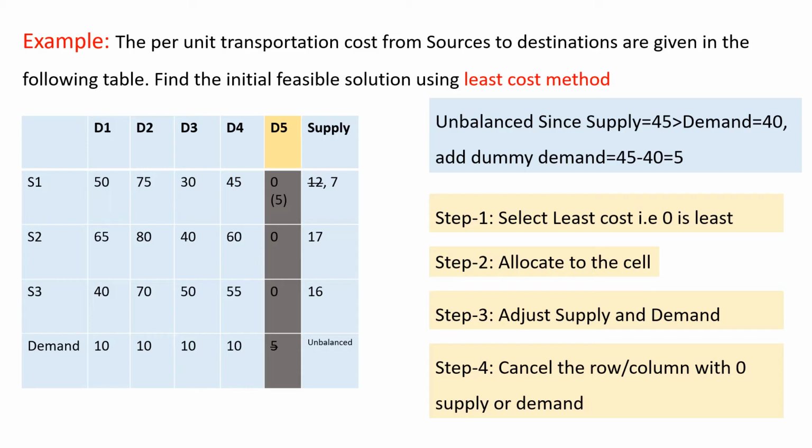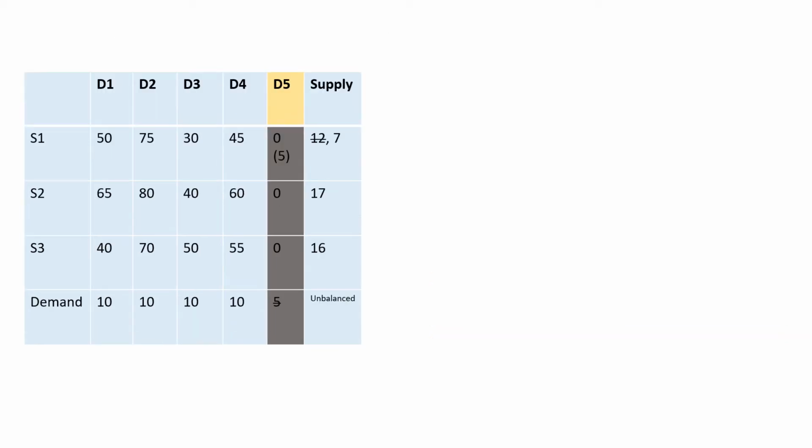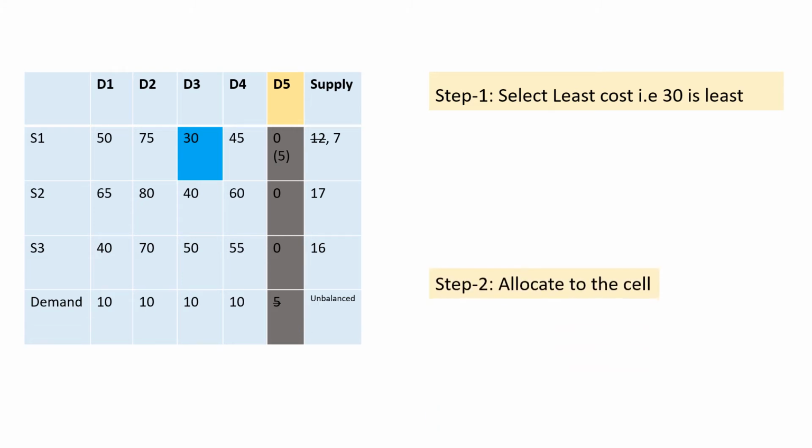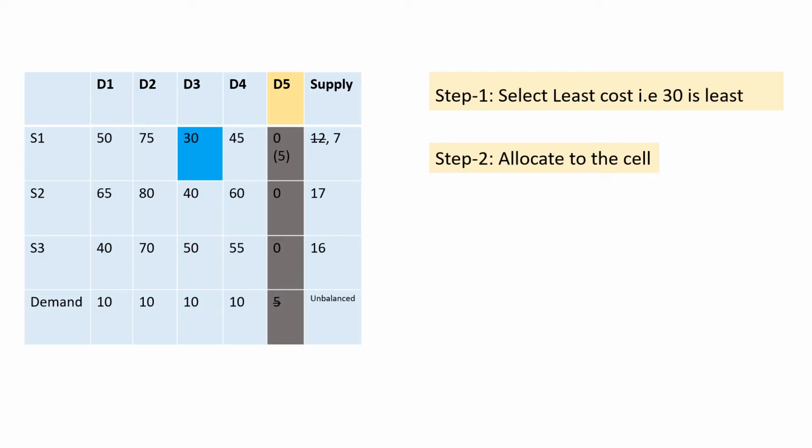After cancelling, we have to repeat the step again. So we have to select the minimum cost. That is, from here the minimum cost is, as you see, 45. So sorry, 30 is the minimum cost. So we have to select 30. Then after we have to allocate to this cell, and here we have 7 and here we have 10, so we have to allocate 7 to this cell. Then we have to adjust the supply and demand, so here we have to cancel out 7, and here we have to subtract 7 from 10, and the remaining is 3.